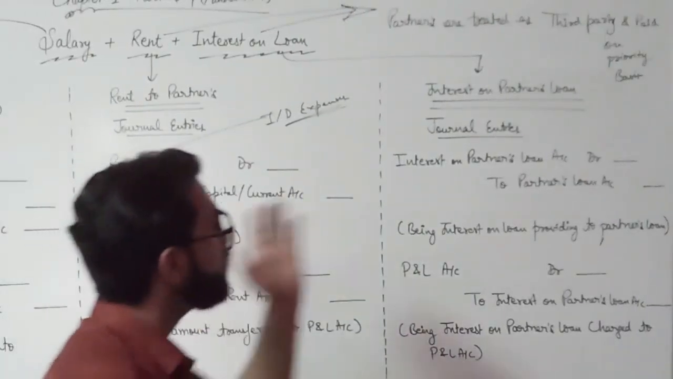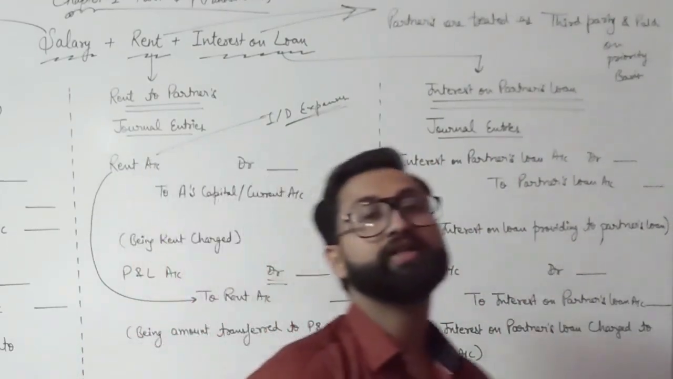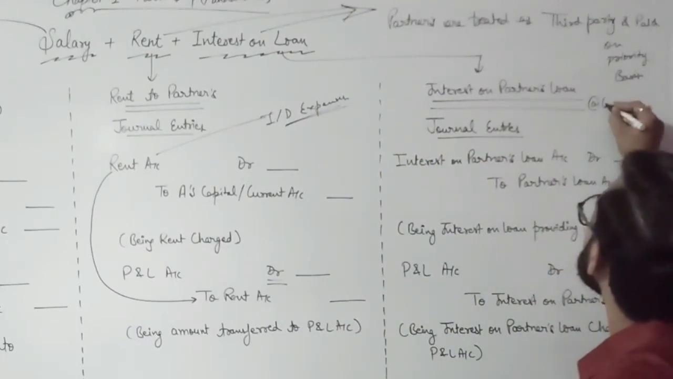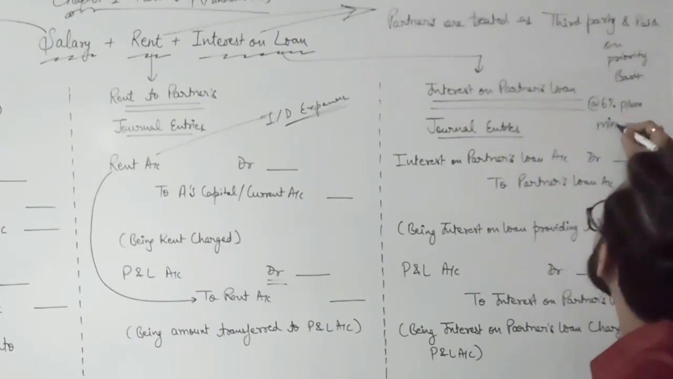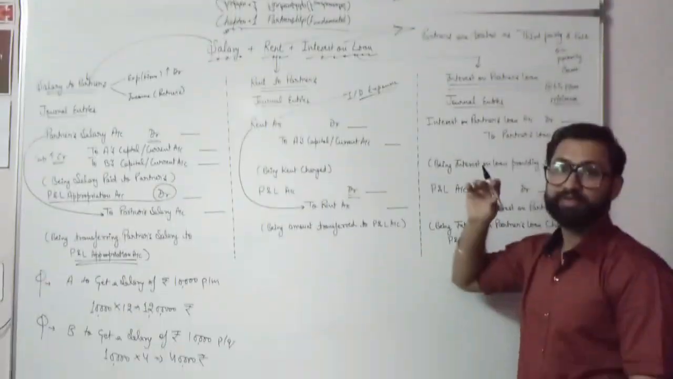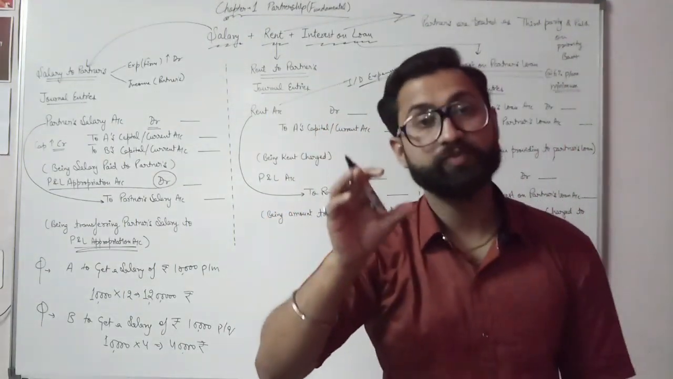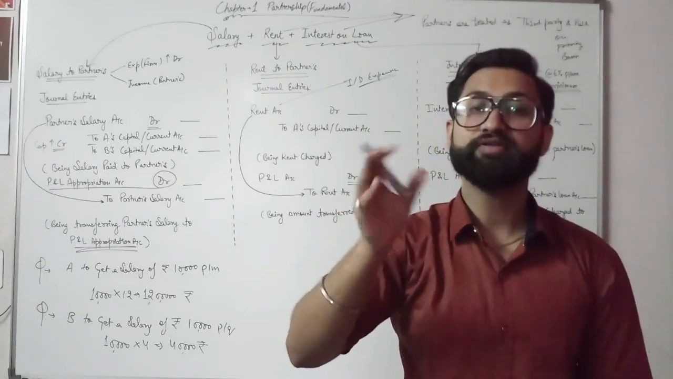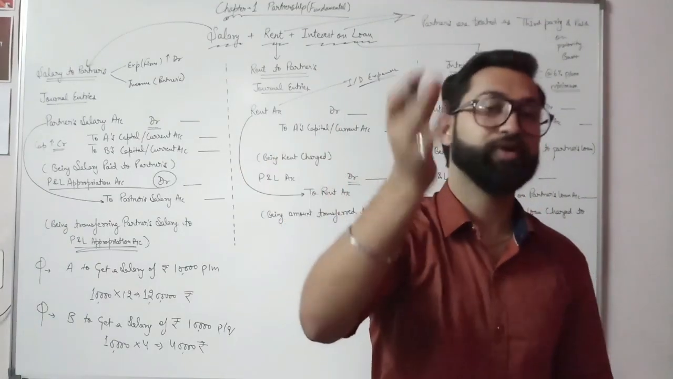Now let us move to interest on partner's loan. You all know that in the absence of partnership deed, interest on partner's loan is at the rate of 6% per annum minimum. That in any case, partners will be given at least 6% interest per annum on the loan and advances provided to the firm besides the capitals.